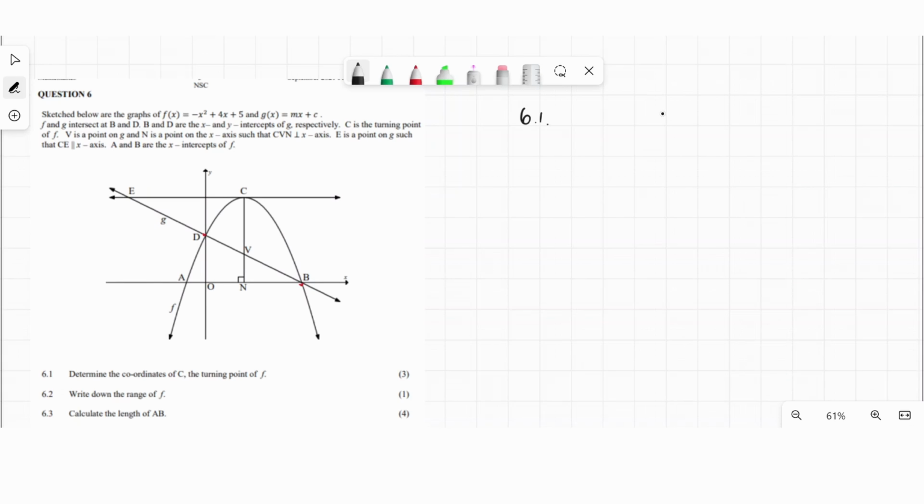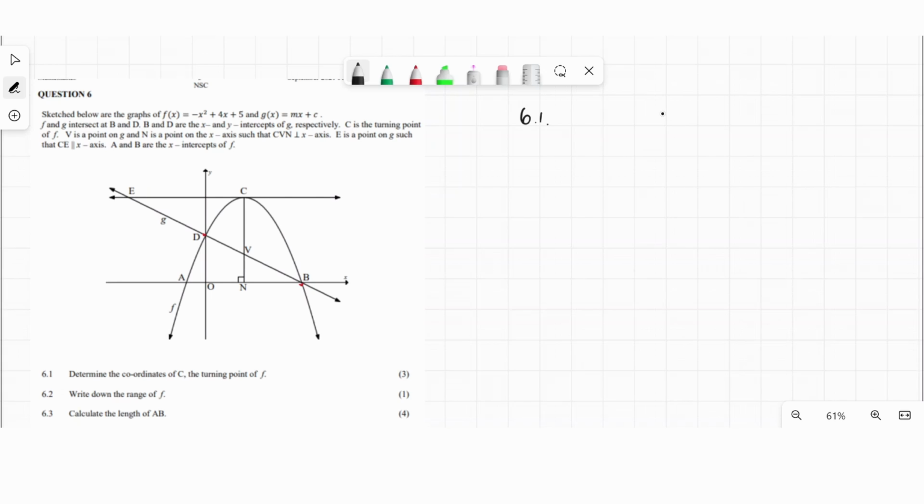It says, sketched below are the graphs of f of x, which is a quadratic function, and g of x, which is a straight line. They say f and g intersect at B, D, and B, D are the x and y intercepts of g respectively. They say C is the turning point of f, V is a point on g, and N is a point on the x-axis such that CVN is perpendicular to the x-axis, right? Then they say E is a point on g such that CE is parallel to the x-axis, and A, B are the x-intercepts of f, right?